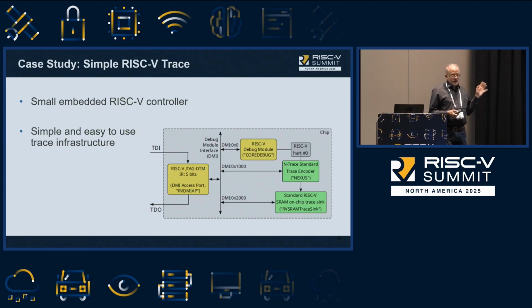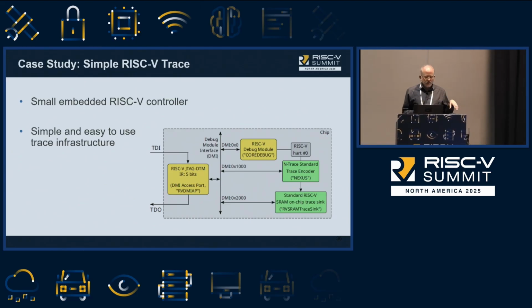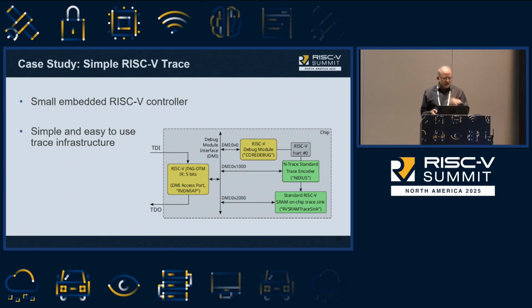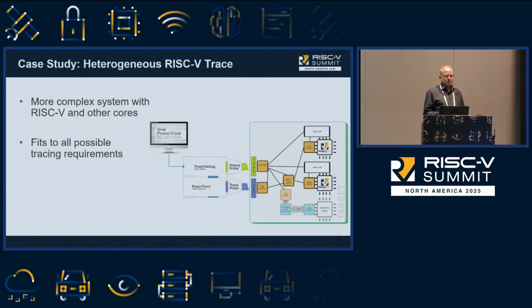Okay, so here's an example, small controller. You're seeing that it's based on N-Trace. It has one core. It has that encoder. That's that green blob there. And then it's going to an on-chip trace sink. So very simple. The spec allows for that.